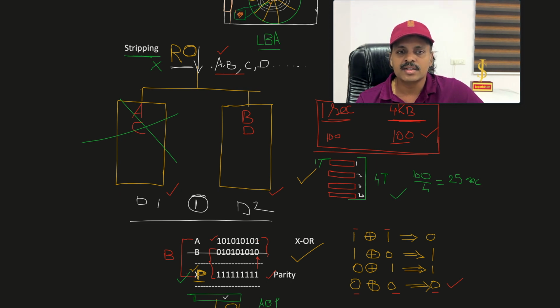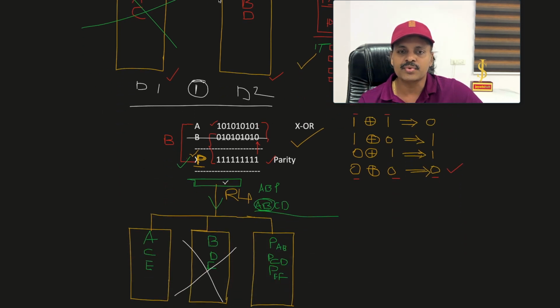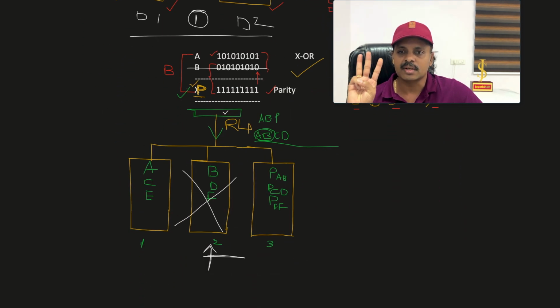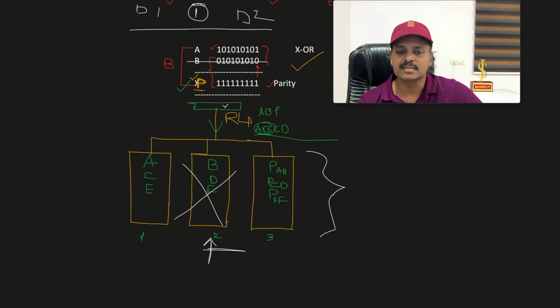Great. Then R0, you understood the only disadvantage of R0 is if a disk fails, the whole data is lost. But when it comes to R4, the minimum number of disks is 3, right? And it uses dedicated parity and striping technology. The parity is written on the dedicated disk, and this is not your data. This is for protection purposes, you are keeping the parity copy there. So this one is wasting one disk of space.